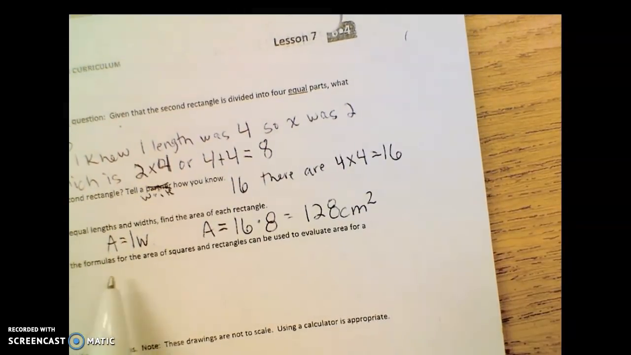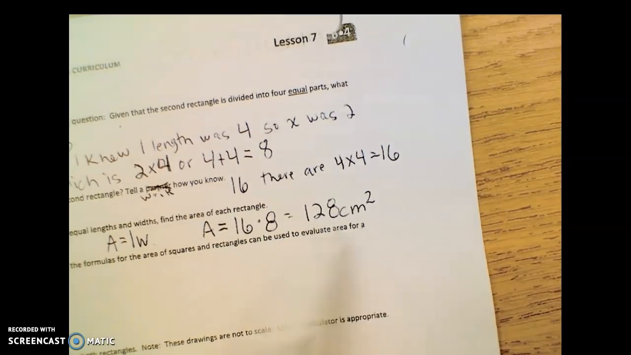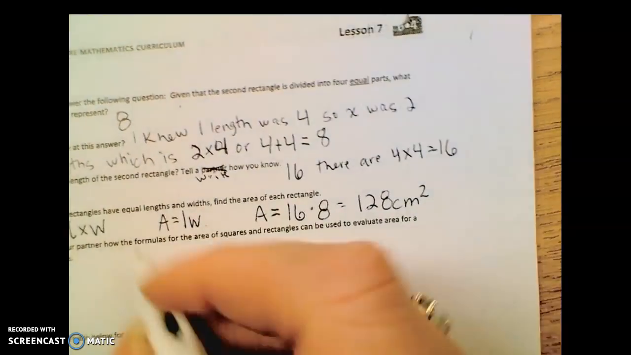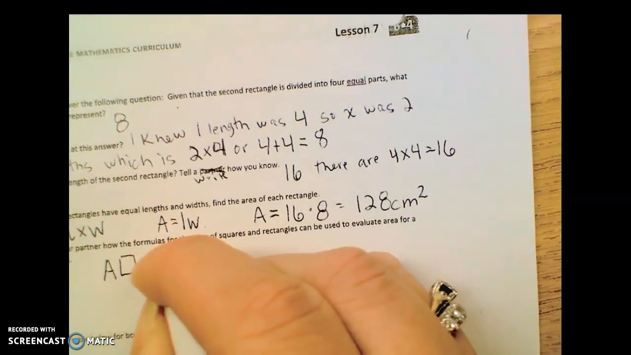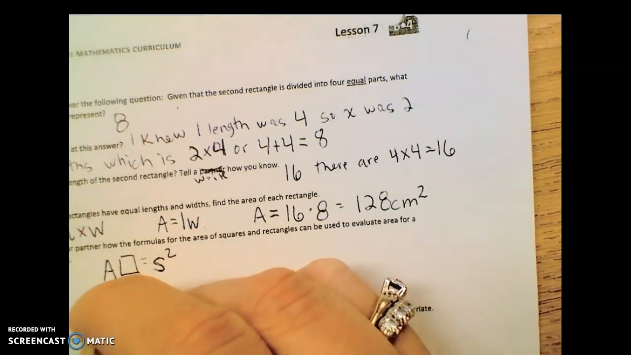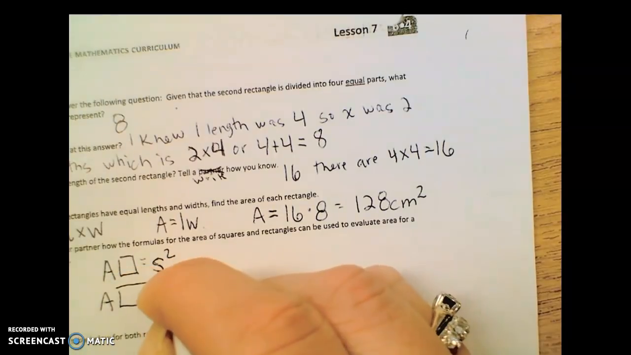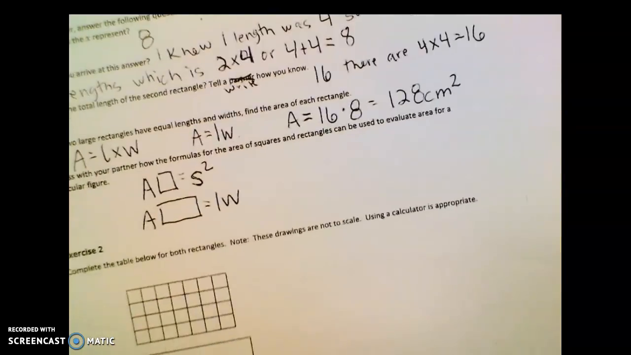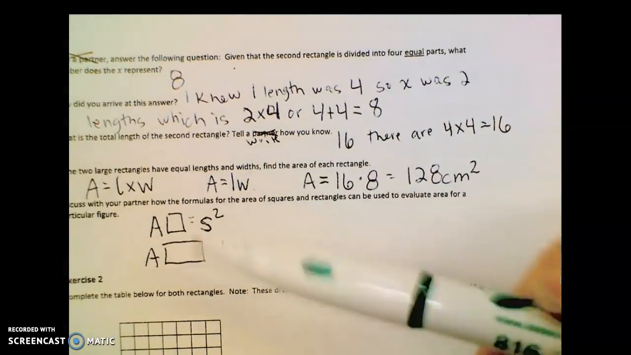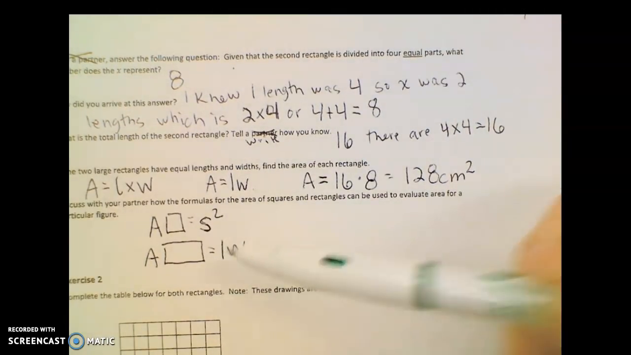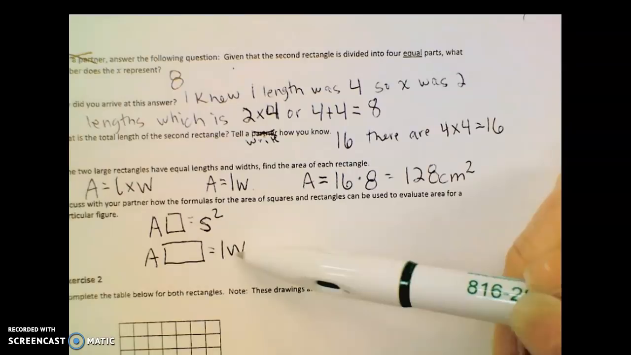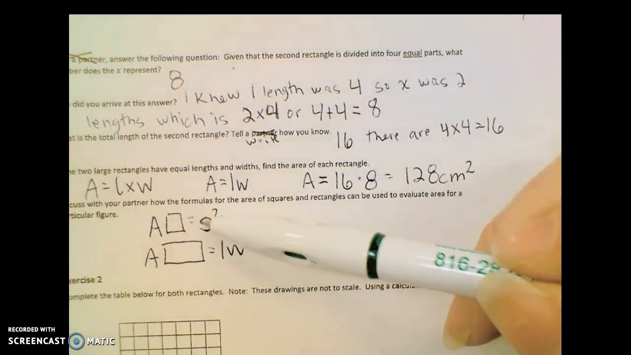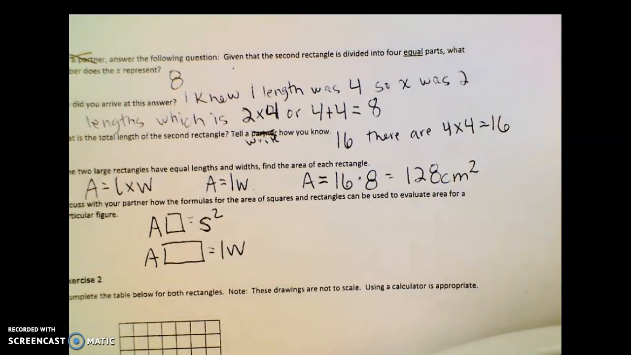So discuss with your partner how the formulas for the area of squares and rectangles can be used to evaluate areas for a particular figure. So we know that the formula for the area of a square equals S squared. And you should write anything that I have on my paper on your papers. So if we know that the area of a square is S squared and the area of a rectangle is length times width, we can use these formulas by substituting in any length that we have for a particular shape and then solving for those expressions.